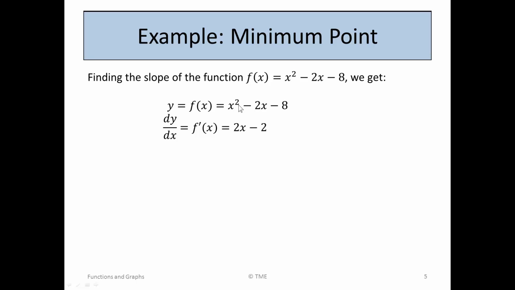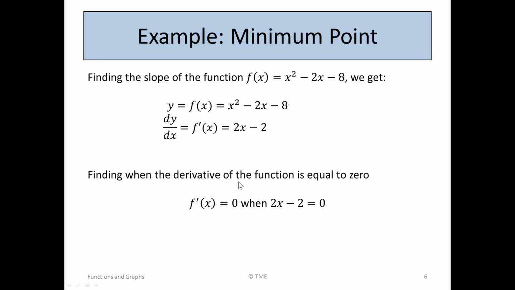Differentiating x squared, we take the 2 down and it becomes 2x. With the differentiation of minus 2x, we get minus 2. The x component just falls out. And differentiating a constant gives you 0. So dy/dx, the slope of this function, is always 2x minus 2.